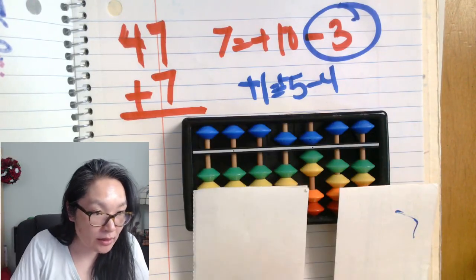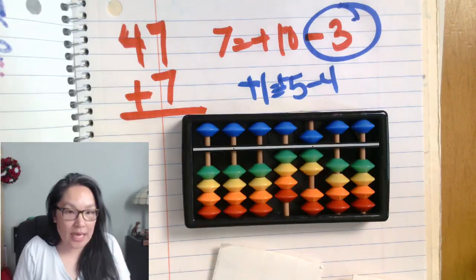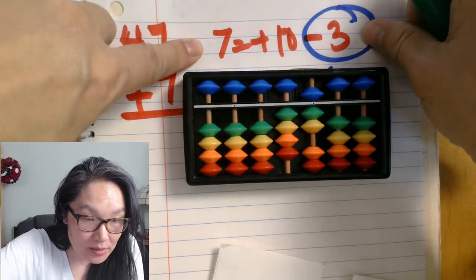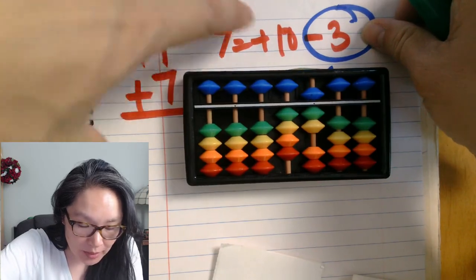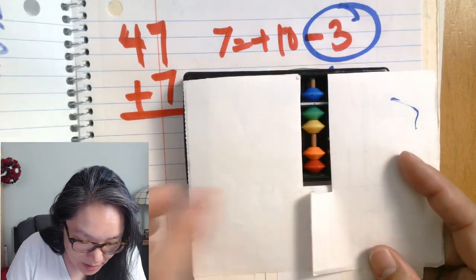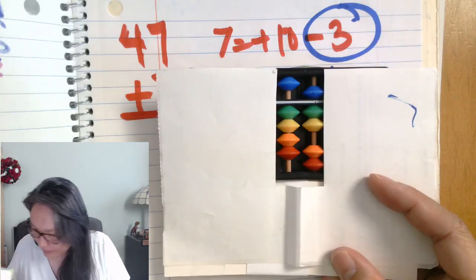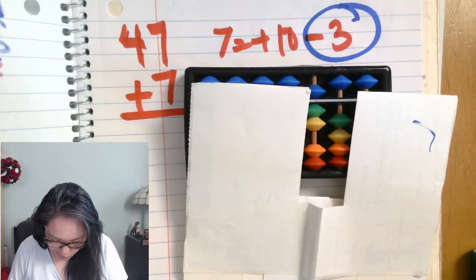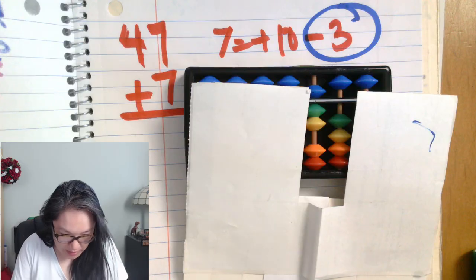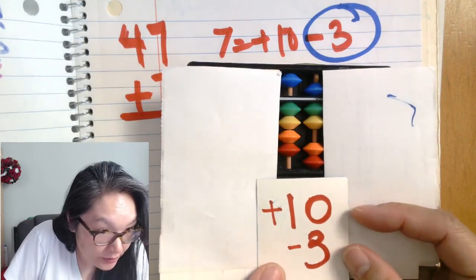Wait, can you explain that? Oh, yeah. So my question is 47, and I want to add 7. I'm adding 7. I need to add the 10. Right? This is my modified formula: plus the 10 minus the 3. So when I add the 7, I need to plus the 10 minus the 3. So if I line it up, I plus the 10 and minus the 3.